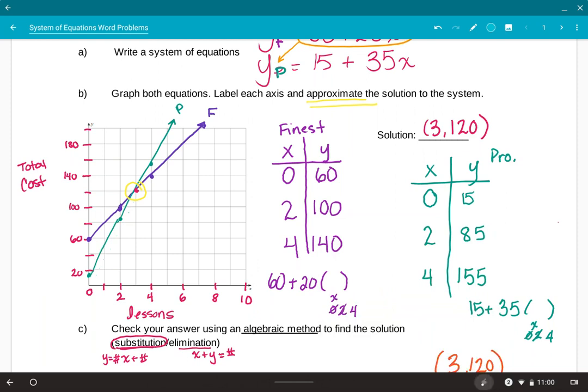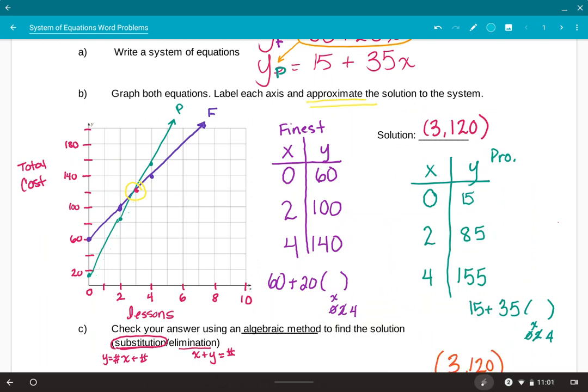But it's less expensive until we reach 3 lessons. At 3 lessons, they both equal the same amount. So if you took 3 lessons from either company, you're going to have to pay $120. That's what this means over here. So if you're going to do less than 3 classes, we definitely want to choose the professional, because think about it. At 0 classes, you're only paying $15. Here, you're paying $60. 2 classes is $85, but here, 2 classes is $100.